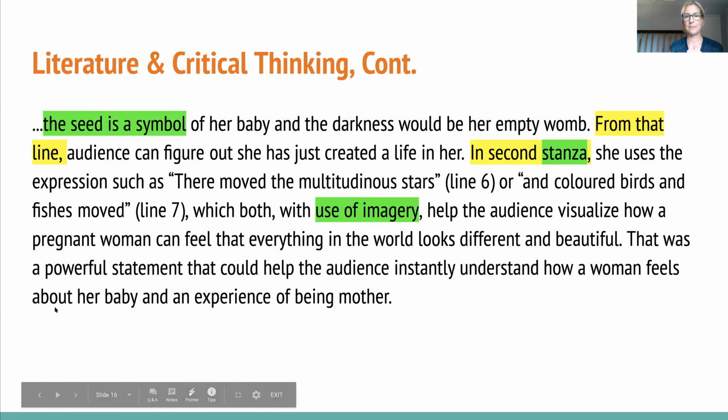This is more from the same paper. Again, we see her talking about symbol, stanza, imagery, and so on.